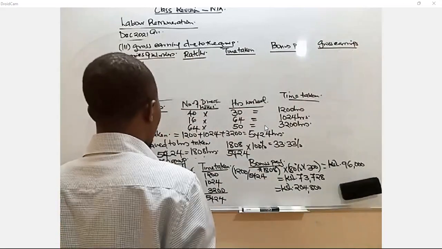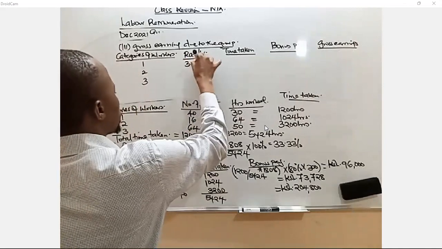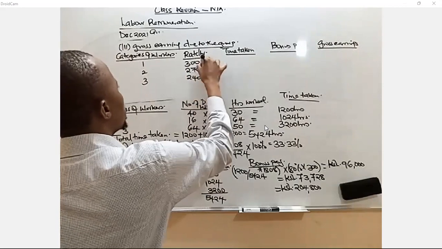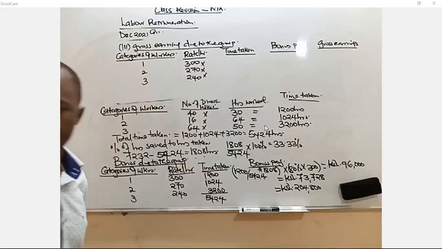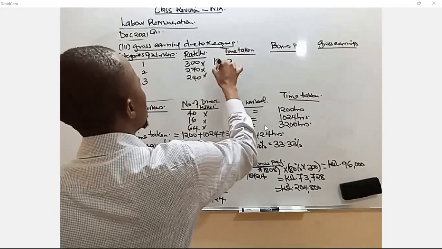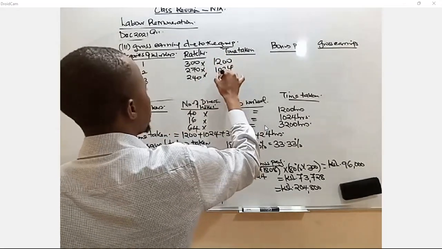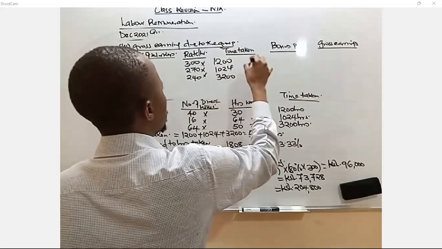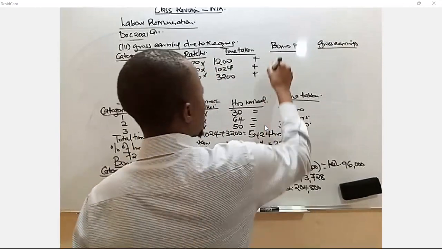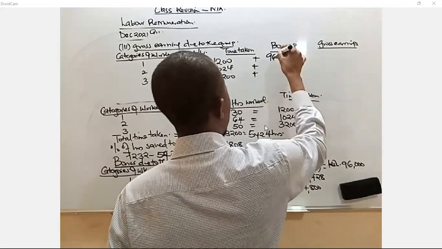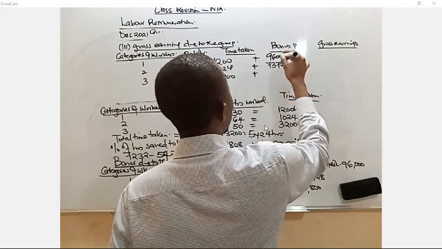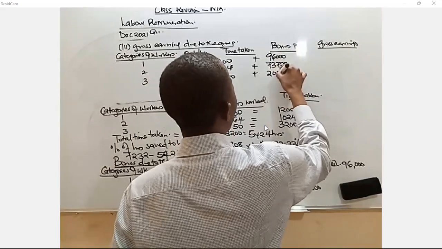So the rate per hour, we have 300, 270, then we have 240. All of these you multiply by the time taken, we have 1200, 1024, then 3200, right? Then we add the bonus pays, 96,000. The other one would be 73,728. The last one will be 204,800.